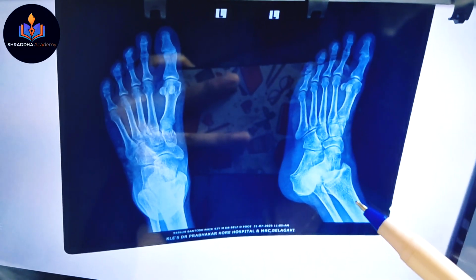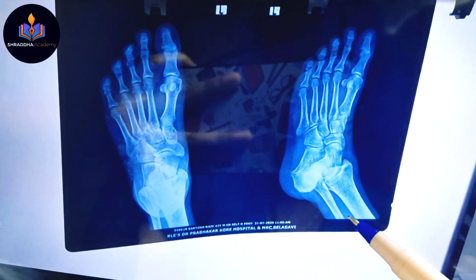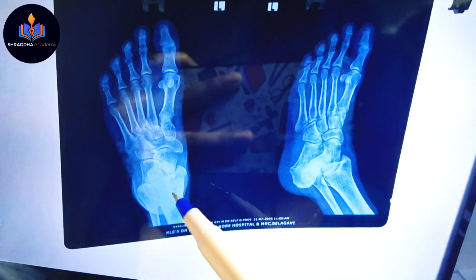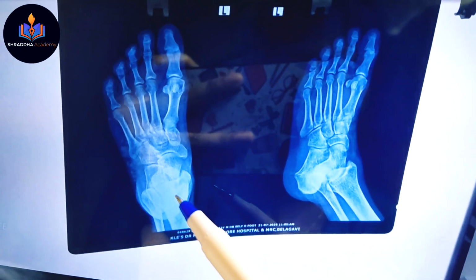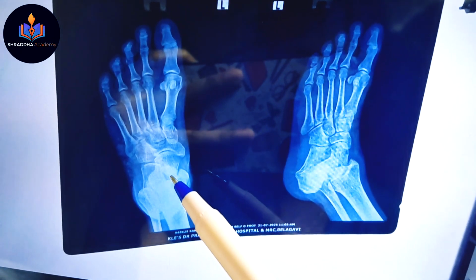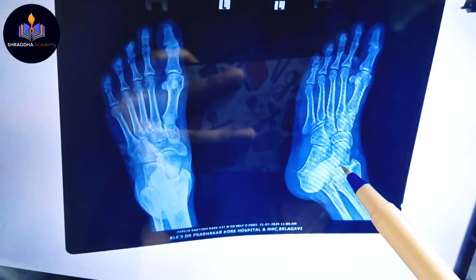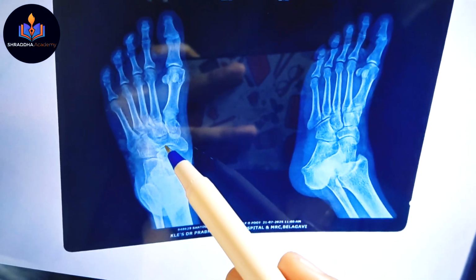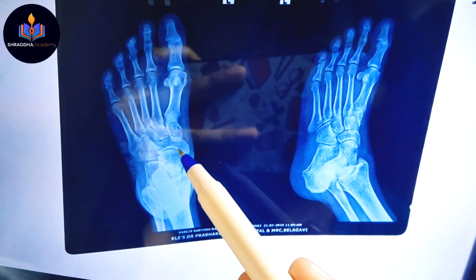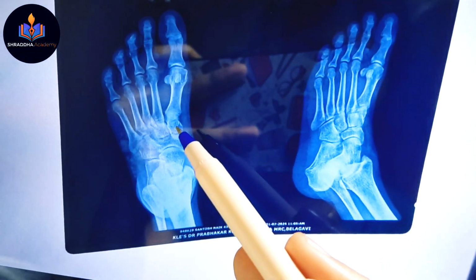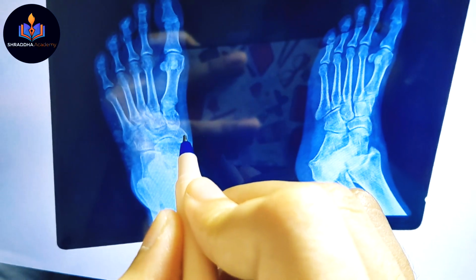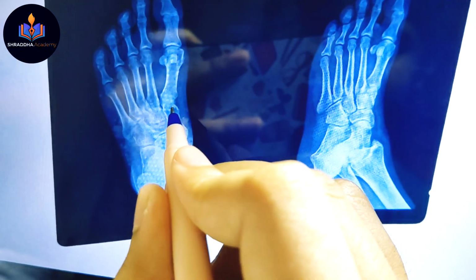Which bone is this? This is the tibia, and this is the fibula bone. Here the tibia is connecting with the talus bone. You cannot see it here, but you can see the talus bone here. Just in front of this is the navicular bone, and the cuboid bone is also present here, just forward of the navicular bone.